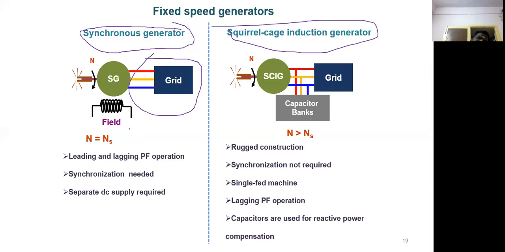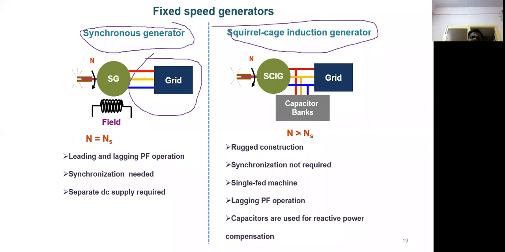Lagging and leading power factor operation is possible by applying the field control, and synchronization is always needed. A separate DC supply is required. Coming to the squirrel cage induction generator, it is connected to the infinite bus bar or grid.